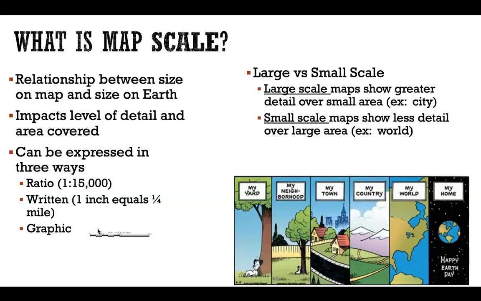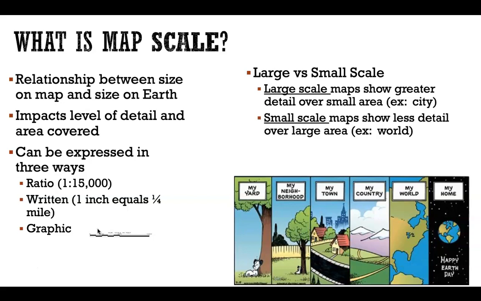Also keep in mind that scale can be expressed three different ways. You have a ratio, which you can look at here, it says 1 to 15,000, which means if you blew this up 15,000 times, it would cover the exact area that you are mapping. You can look at it as written as 1 inch equals 1/4 mile. And then you can see that it also exists as a graphic. Understanding large scale and small scale.